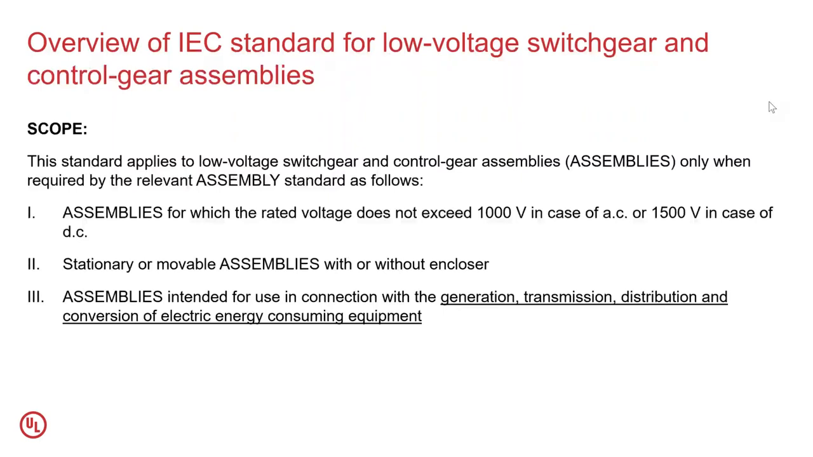Low voltage, as per the standard, is 50 to 1000 volts AC, or 75 to 1500 volts DC. No worry about it. Up to 1000 volts AC is low voltage. Low voltage switchgear means switching gear, and controlgear which controls the circuits. Both switchgear and controlgear assemblies, which are products that can control and switch, are covered under the IEC 61439 series of standards.